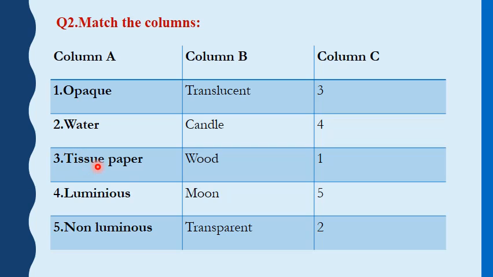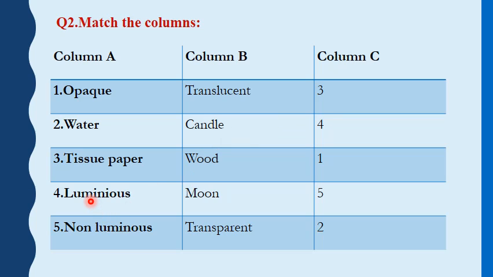Number 3, we have tissue paper. Okay. Now we have 3 options remaining: translucent, candle, and moon. So translucent is the correct answer for tissue paper, because tissue paper allows some light to pass through it. We cannot see clearly through that tissue paper. So it is translucent. So in front of translucent we have to write number 3.